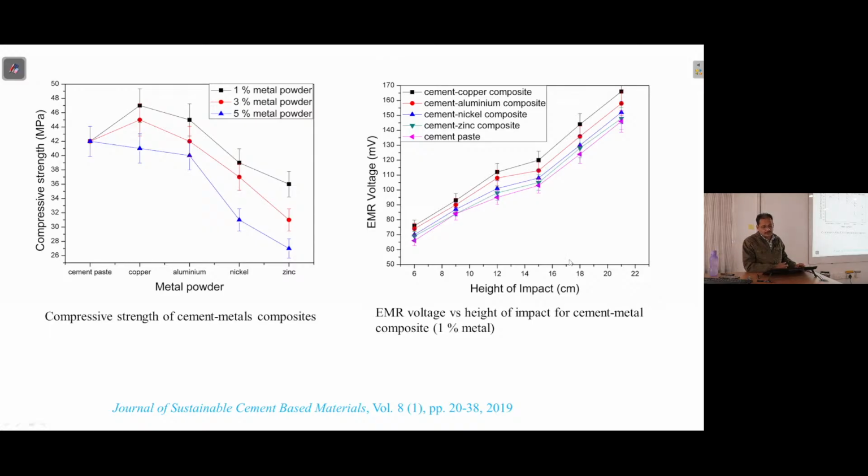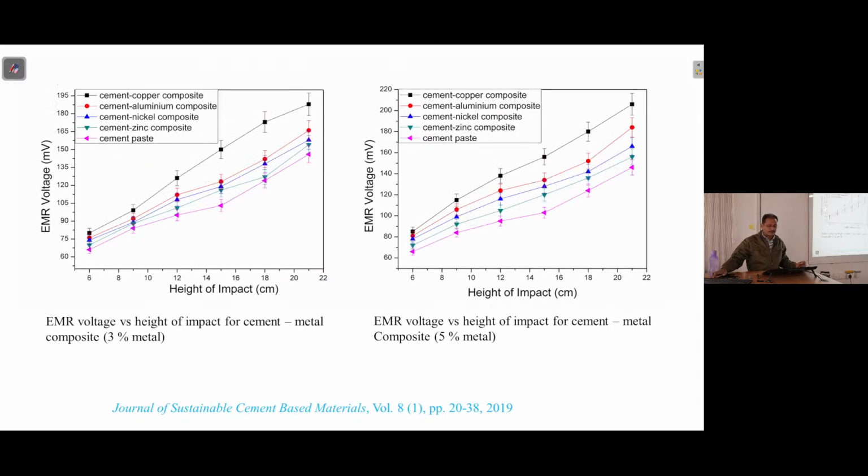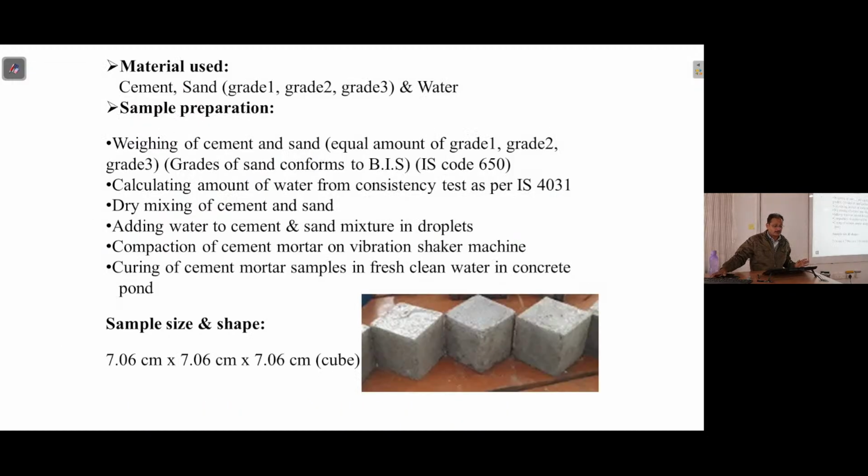Like you could see, yeah, so here it is opposite. This pink one is for the cement paste, and then you see copper in this category will have the highest conductivity, so highest voltage we obtained for the copper, followed by aluminum. Okay, so this maybe I'll skip here.